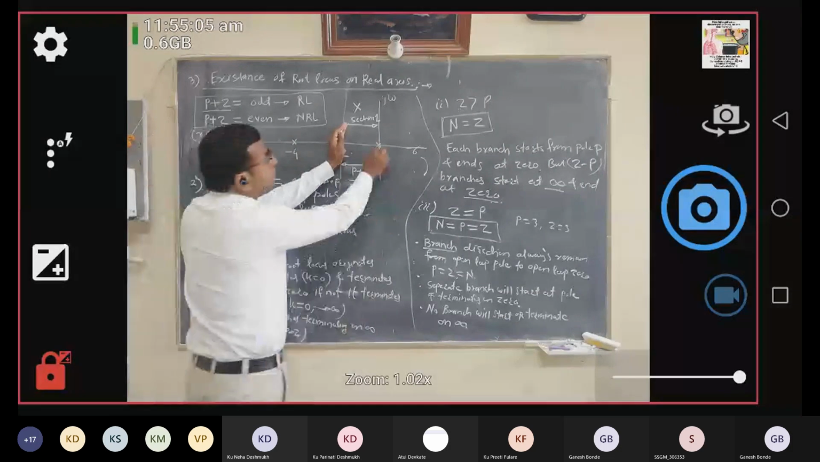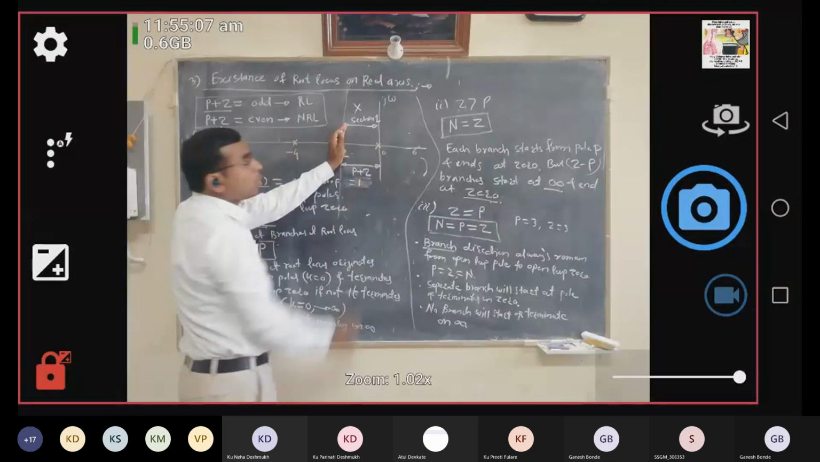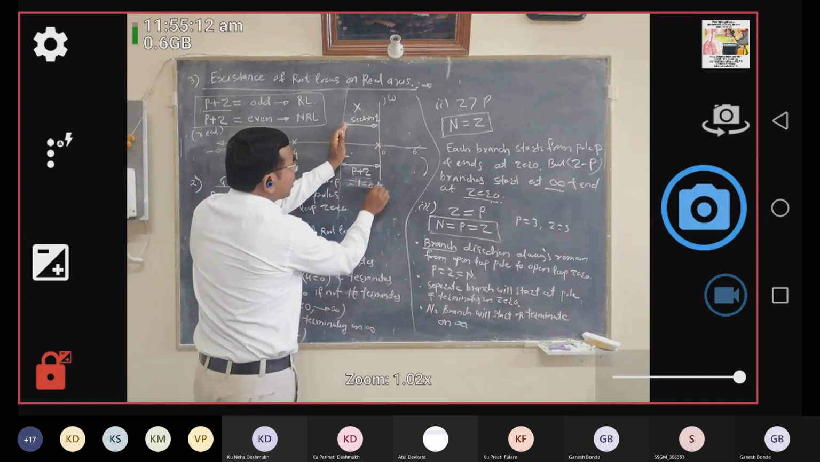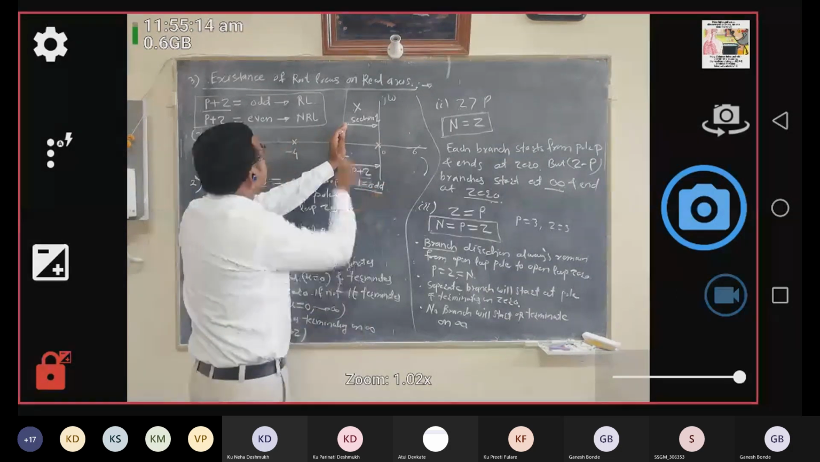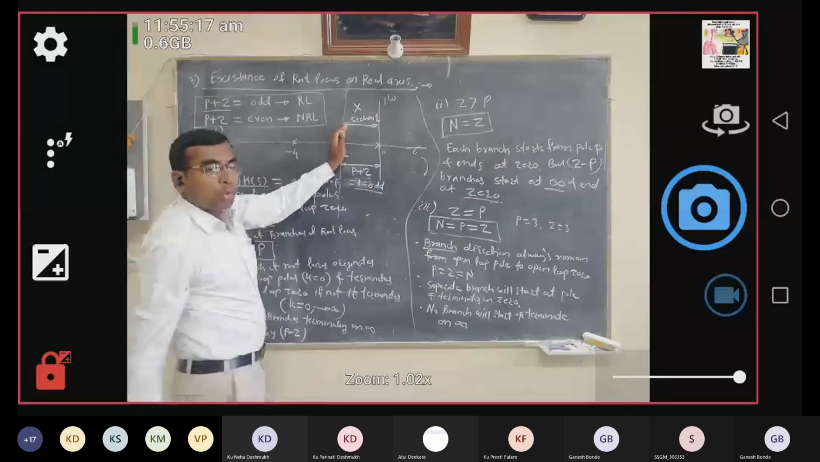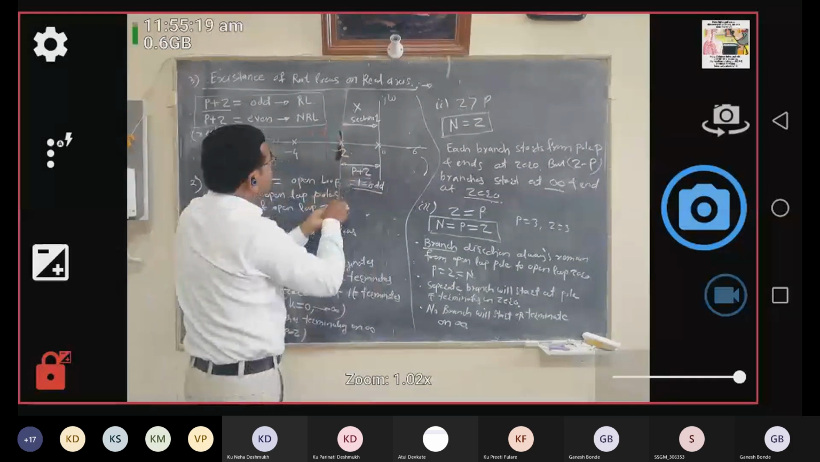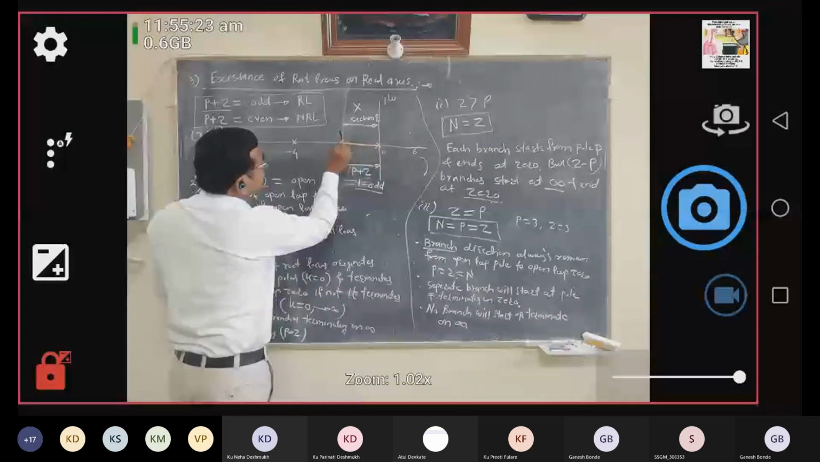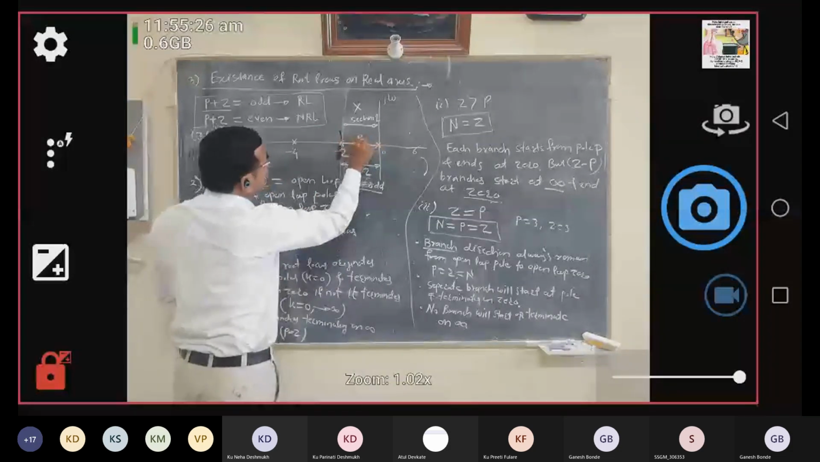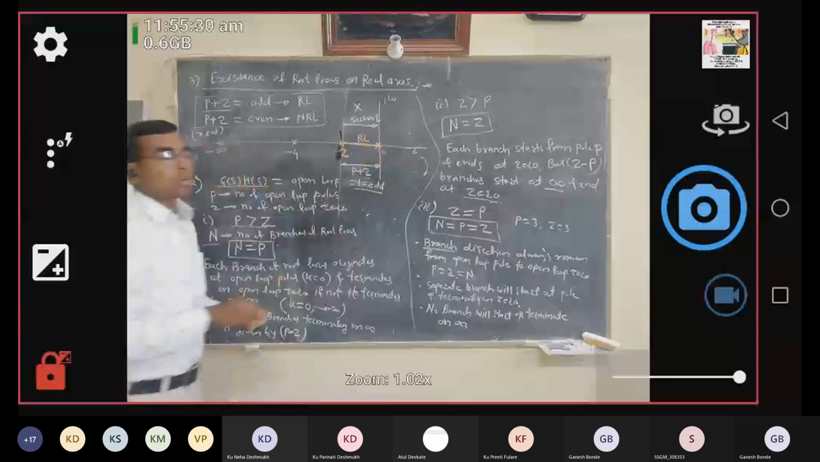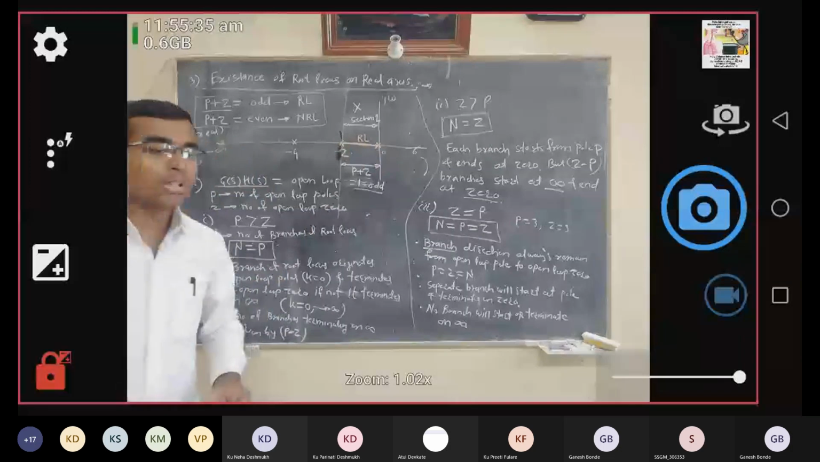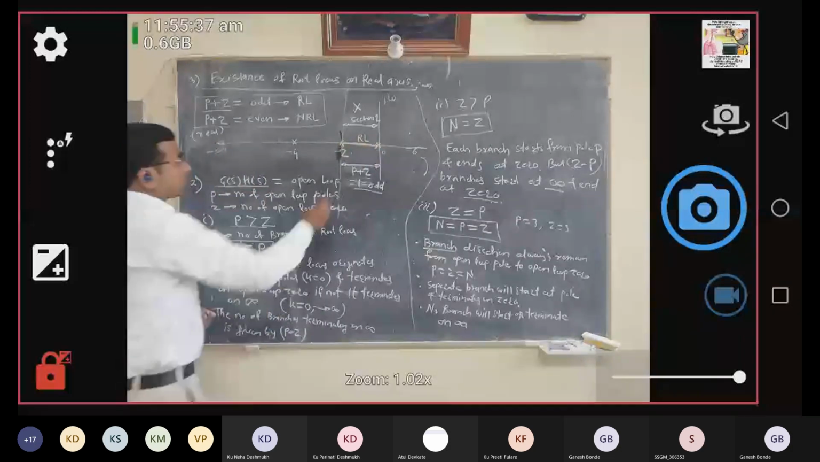Here there is simply one pole, so P plus Z is 1, that means it is odd. It is odd, that means it is a part of root locus. So we darken this section. This section is a part of root locus. That's why on top of this dark line we write that it is a part of root locus. In this way we can identify a part of root locus.